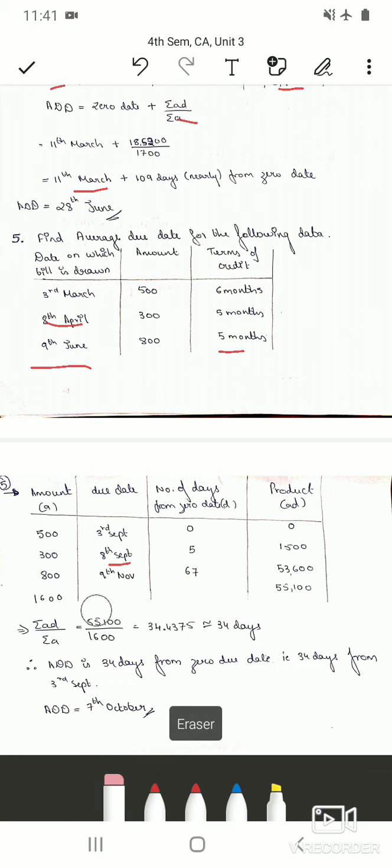So now we got the due dates. What we have to do is calculate the 0 date. Whenever dates are given, go for the concept of 0 date. So this is your 0 date. Now we will calculate the number of days from the 0 date. From 3rd September till 8th September it is 5 days. From 3rd September to 9th November it is 67 days. Take the products, find summation AD.